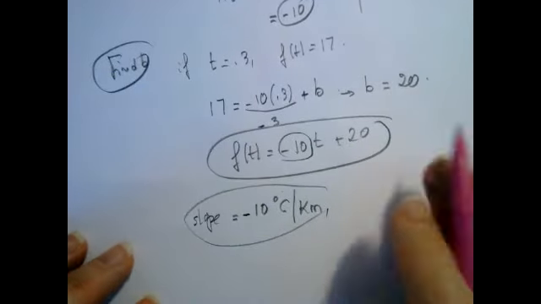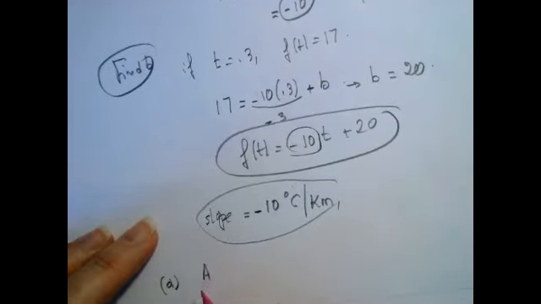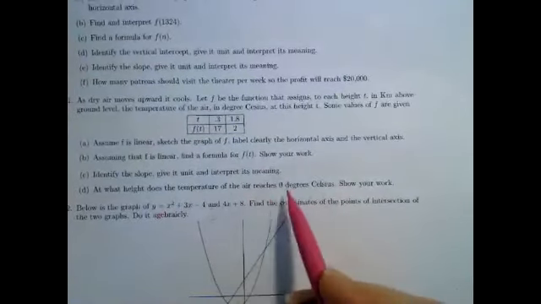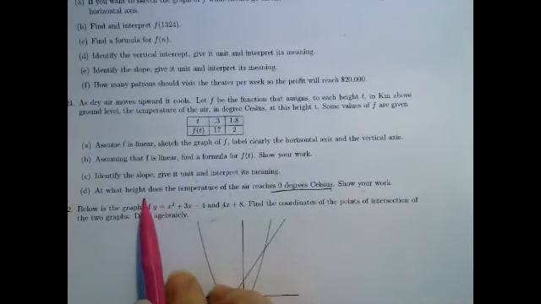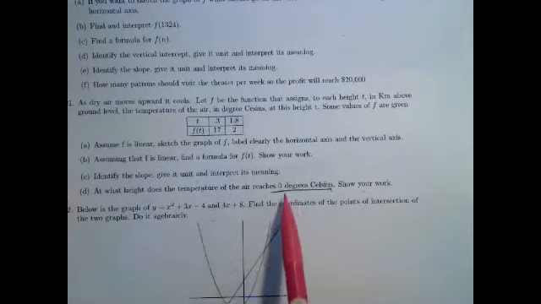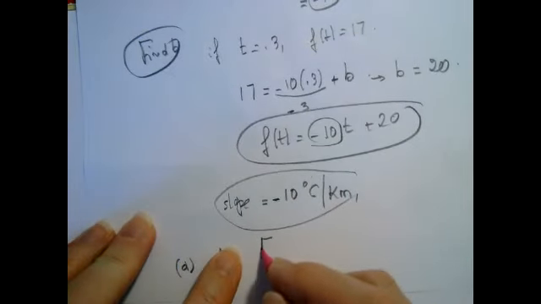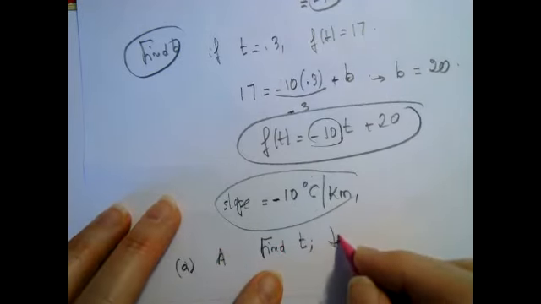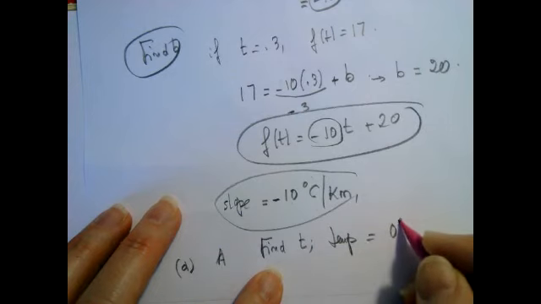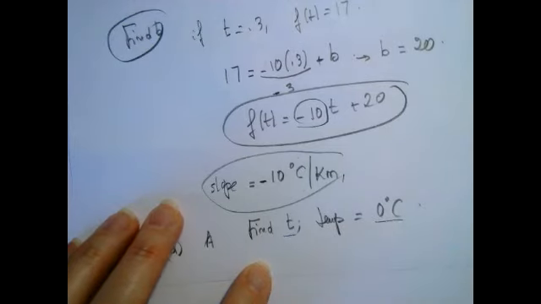Now the last question is D. At what height does the temperature reach 0 degrees Celsius? What should be the height for the temperature to be 0 degrees? So now they are asking me to find the height. Now it means t stands for the height such that the temperature is 0 degrees Celsius. So we need to find the input so that the output will be equal to 0.